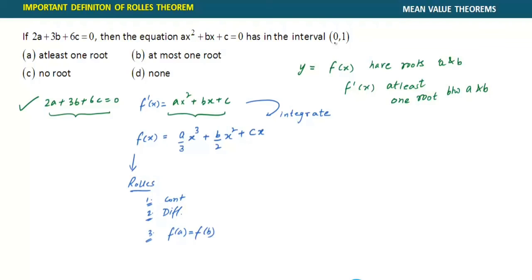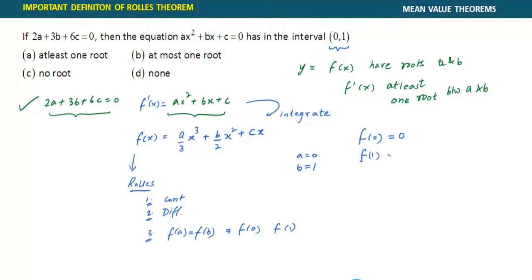In what interval are you trying to find? In this particular interval, a is equal to 0 and b is equal to 1. You want to check whether f(0) and f(1) are equal or not. Now let's see that. What is the value of f(0)? You put x equal to 0 here, you straight away get 0, right?